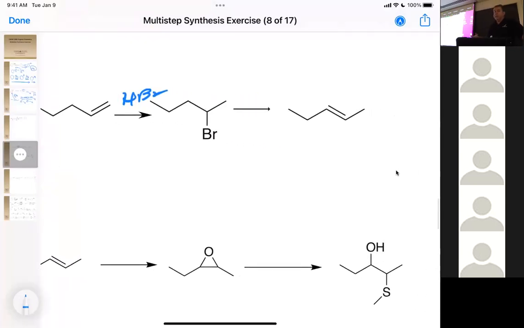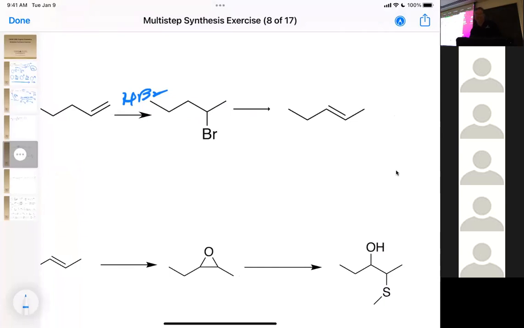Okay, but then look what we did. We just made another alkene. But this alkene is a more stable alkene, because it's a trans alkene that's an internal alkene. So that's why we want to do it. So what do we do now? We have an alkyl halide. We need to make an alkene. So we're going to boil it in water, right?